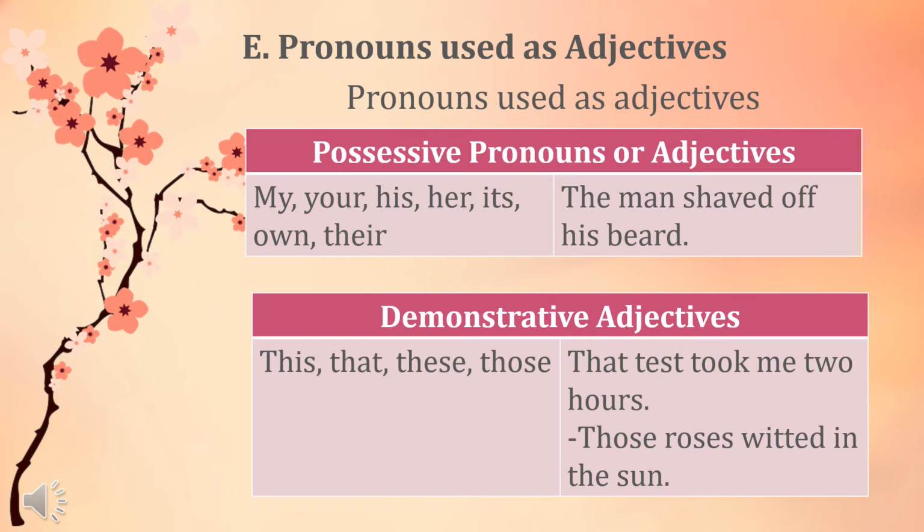Another sentence that we have here is, those roses waited in the sun. The demonstrative pronoun those there acts as an adjective because it modifies or describes the noun roses. Just like with the first sentence, the demonstrative pronoun that modifies the noun test. So that's it. Pronoun and adjective and noun.